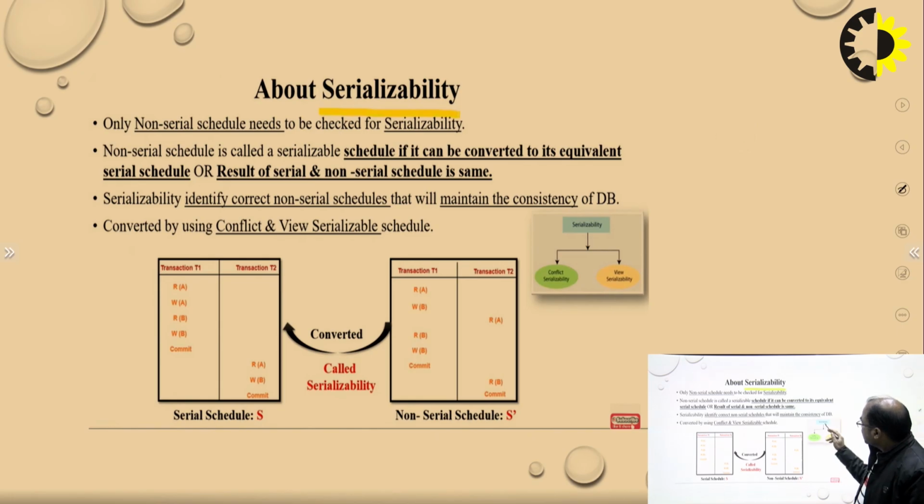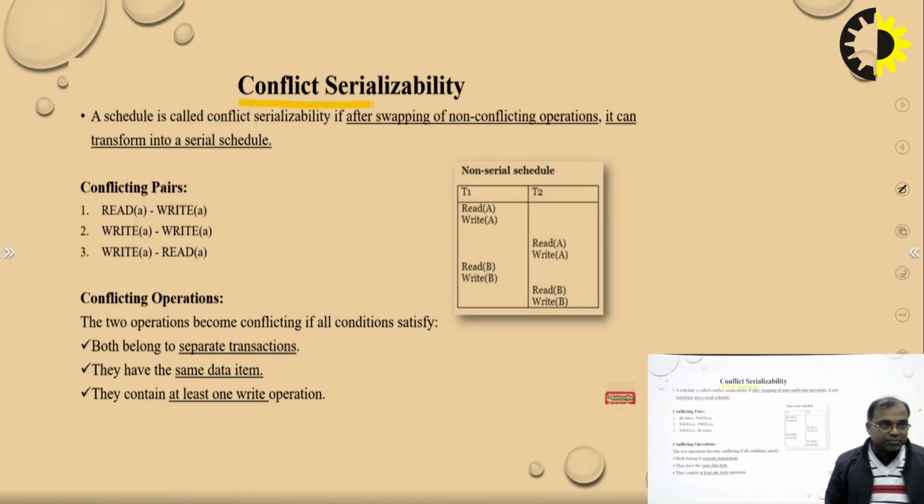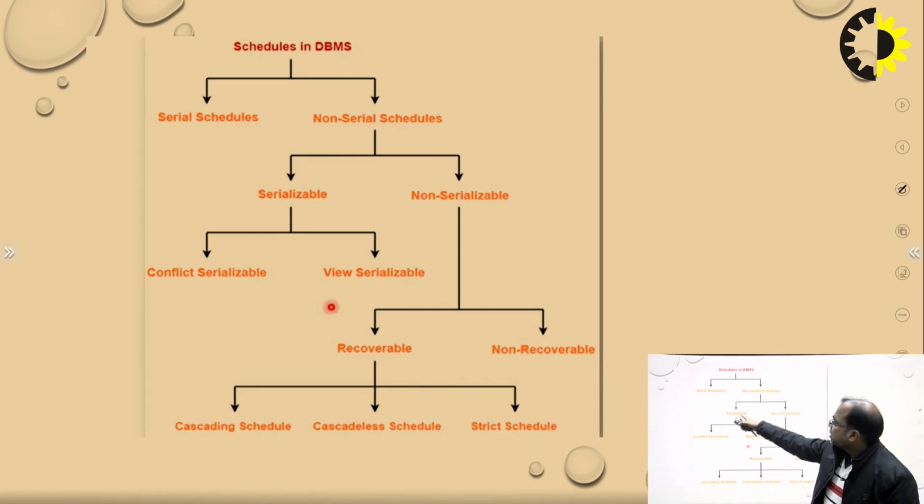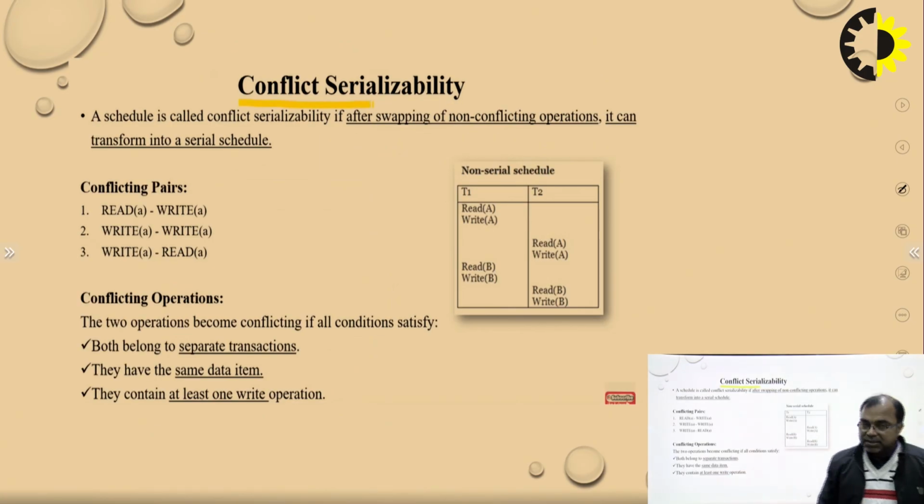Serializability can be done in two ways: one is conflict serializability, the other is view serializability. In this chart we can see non-serial, serializable and non-serializable. Right now we are talking about the serializable, which is conflict serializable. So what is conflict serializability?